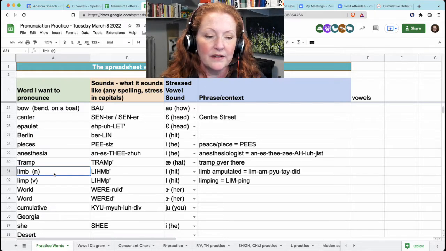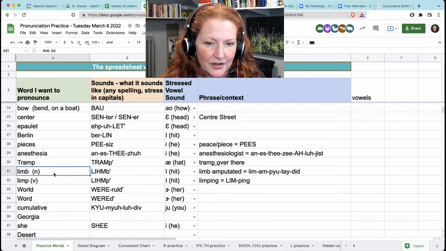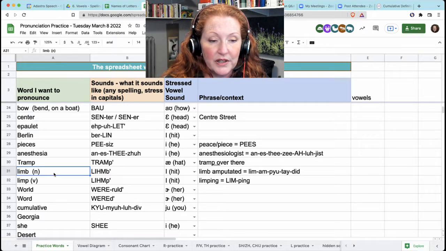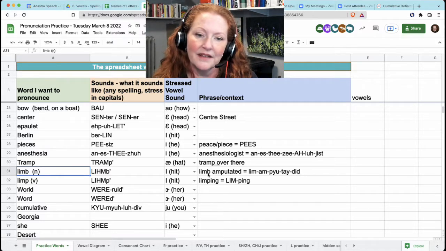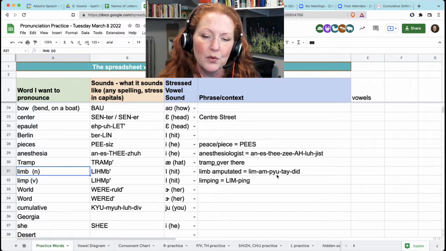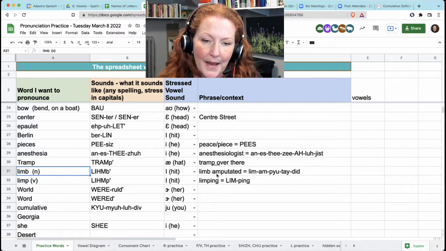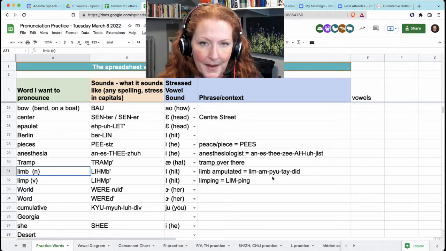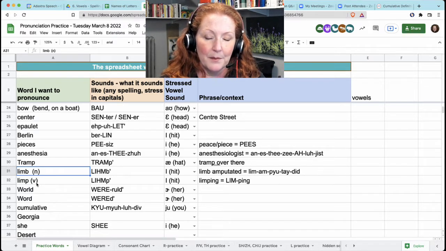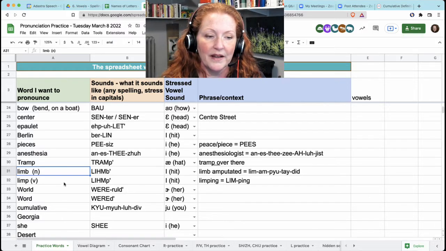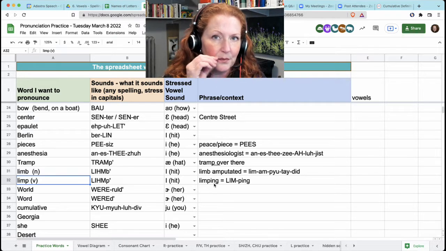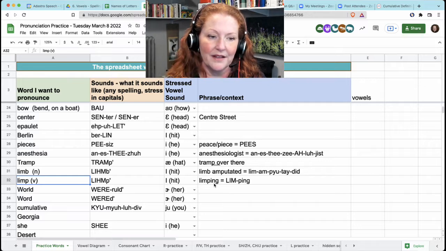If it ends with a B, the MB combination, then you don't hear it by itself, limb. If there was a vowel after it, now the B disappears and it's the M that connects. Limb amputated. Limb amputated. Get rid of the B. Limb amputated. If it's an MP, you do hear the P when there's a vowel after it. So by itself, the word limp. But limping, you're going to release the P with the air. Ping. Limping.